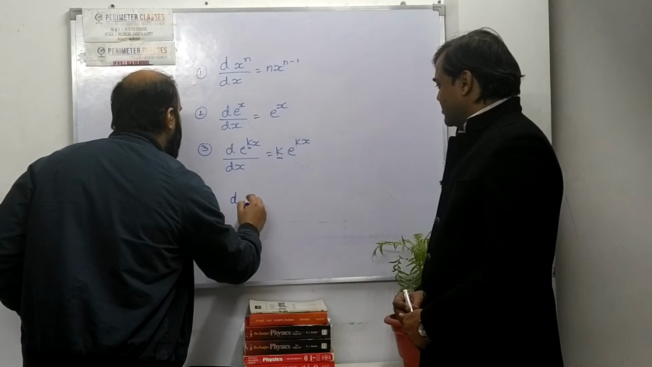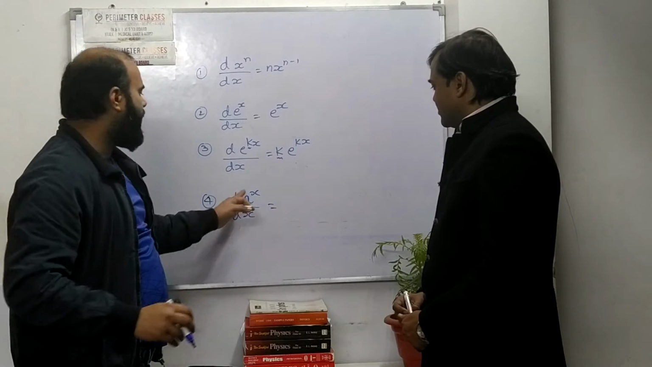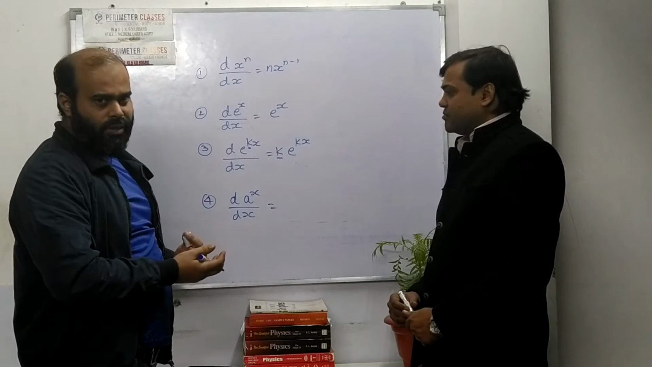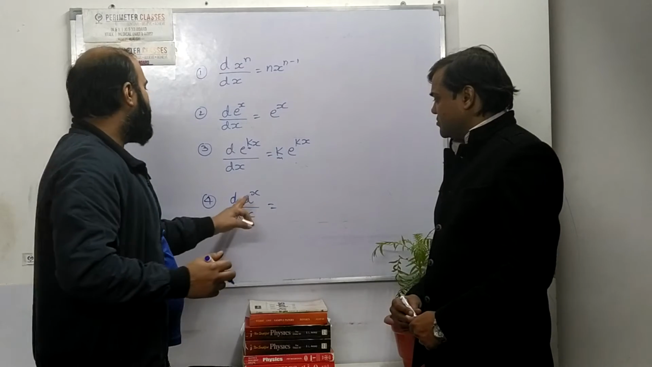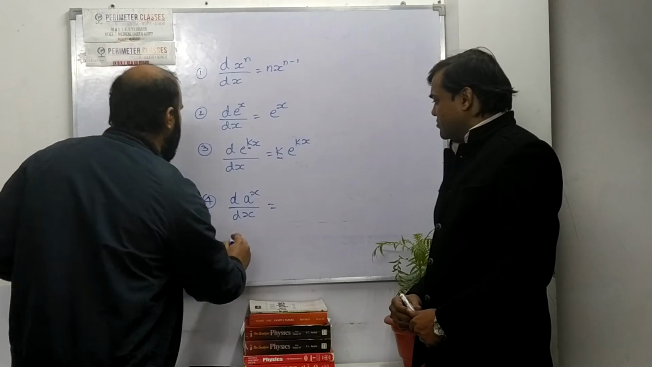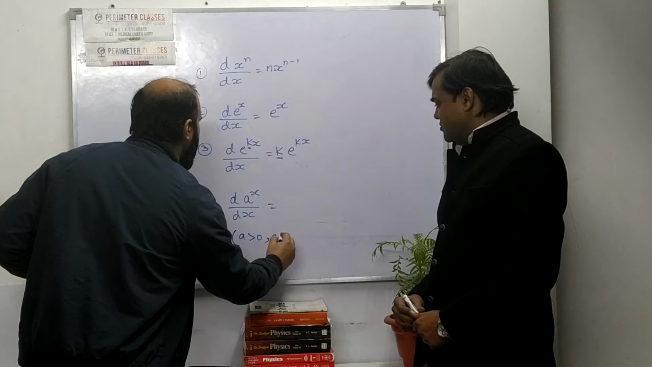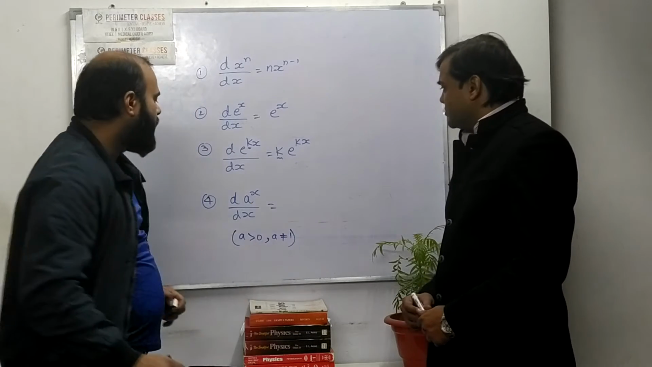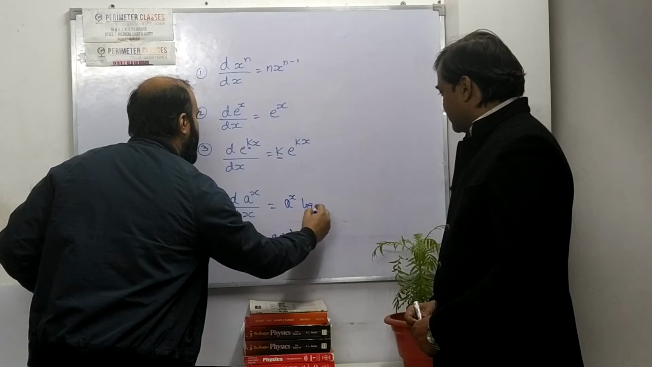If we say a to the power x, then what is its differentiation? a can be any positive number. Obviously we don't take the base as negative or 0, and 1 also not. So we can write here a is greater than 0 and also a is not equal to 1. In that situation we get a to the power x log of a.